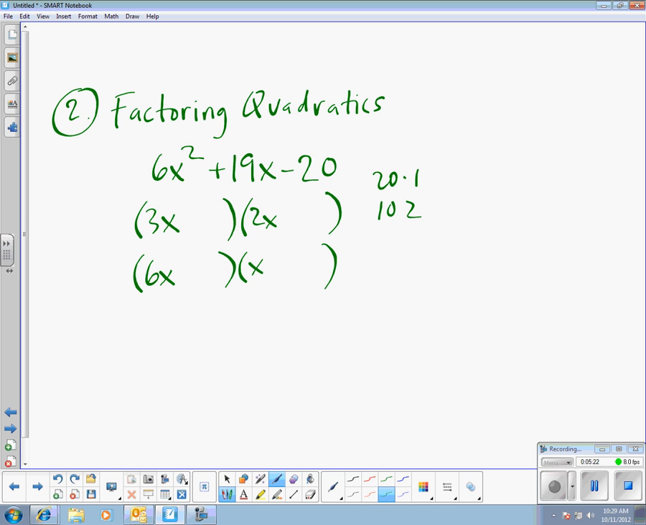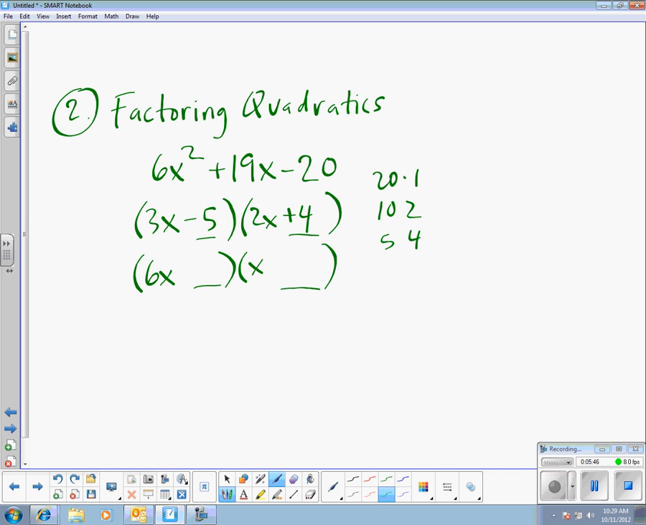You go 10 and 2, you could go 5 and 4. So some combination of those numbers, those factors of 20, one being positive and one being negative, needs to go in these second spots. So in this case, guess and check might take me a little bit to pick the right one. So let me just try something like minus 5 plus 4.